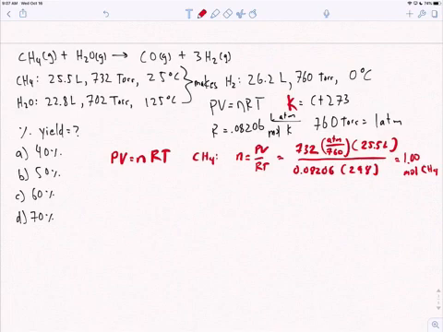Then you have to figure out the number of moles of water. Then you multiply it by 3 to get the moles of hydrogen that you should get. That's your theoretical yield. Then you look at the moles of hydrogen that are produced. Take the moles of hydrogen produced divided by the theoretical yield to get the percent yield. That's how you solve the problem.